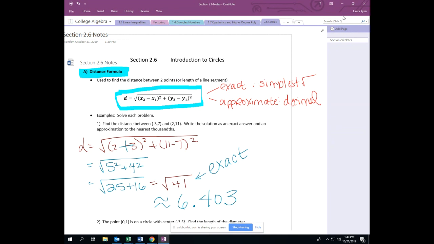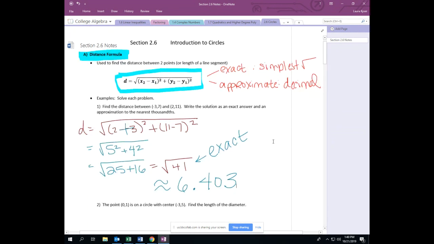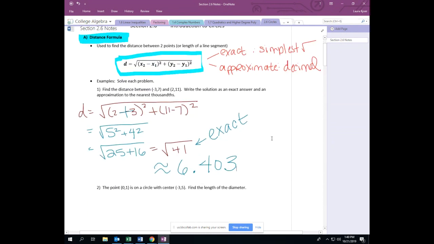So exact answer and approximate. If you are not asked for the approximate answer, then you are not required to give it. So only put it if it asks.